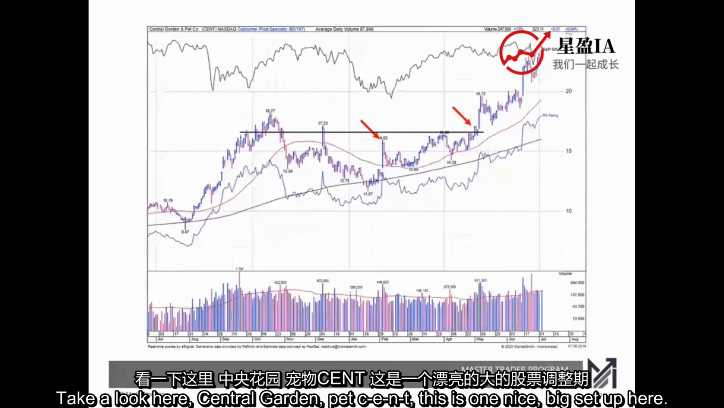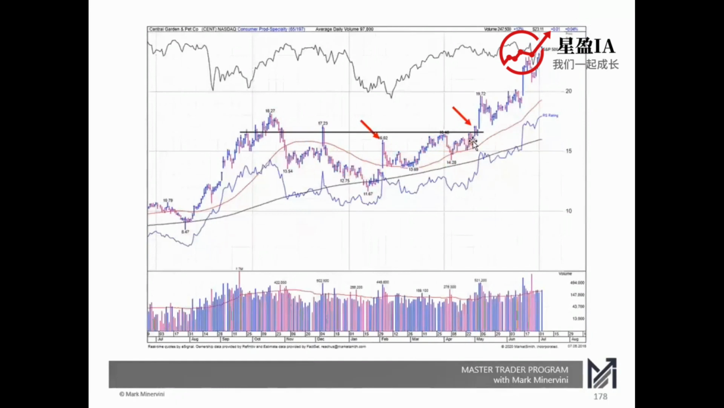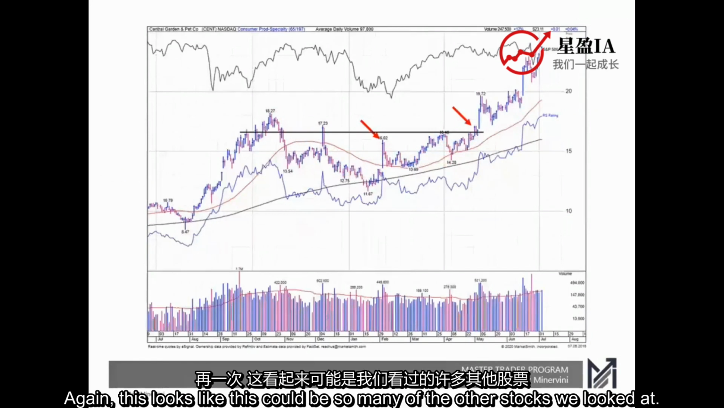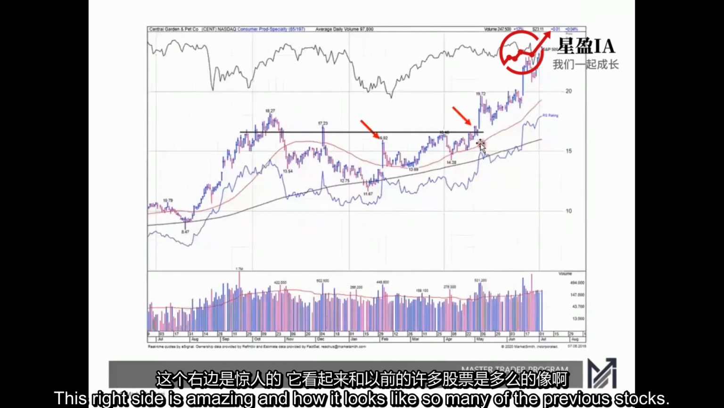Take a look here. Central Garden and Pet, CENT. This is one nice big setup here. I mean, again, this looks like it could be so many of the other stocks we looked at. Almost identical. This right side is amazing in how it looks like so many of the previous stocks.